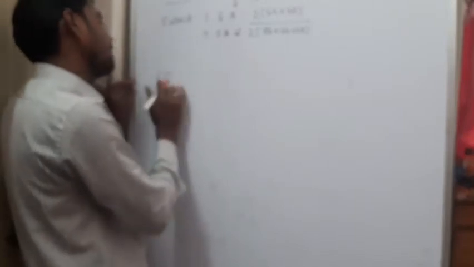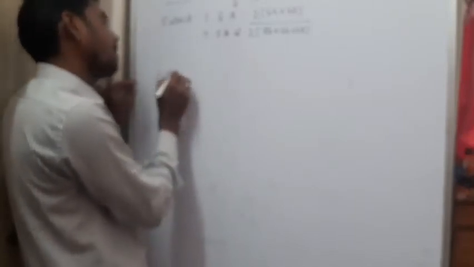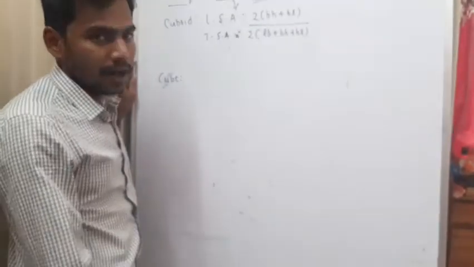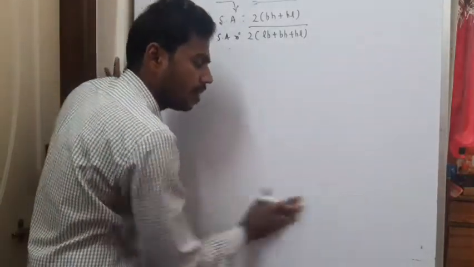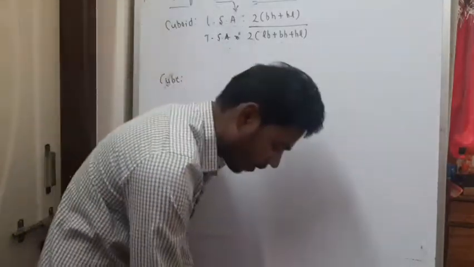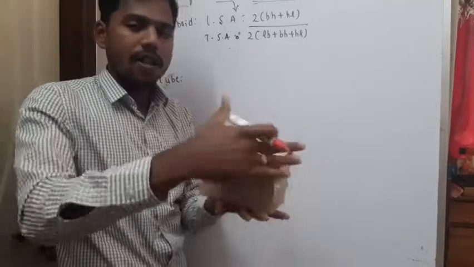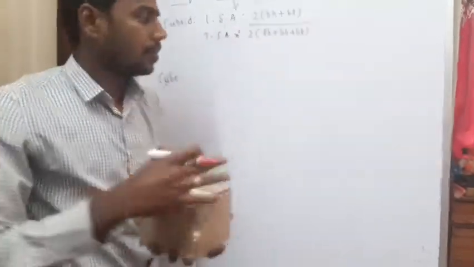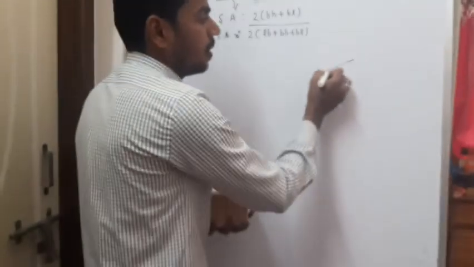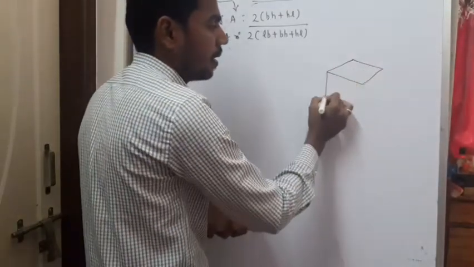Again, how many faces will be there in the cube? 6 faces. But what is special? The dimensions of all the faces will be equal, and the area of all the faces will be equal. Suppose all the faces are equal, then we call this a cube. So again 6 faces will be there.